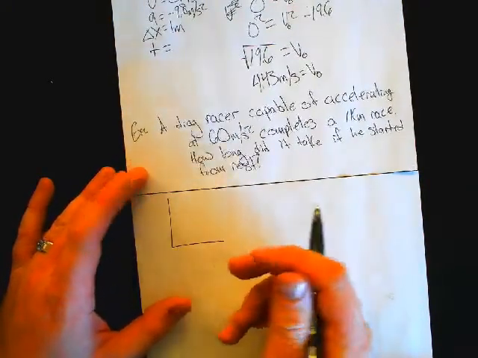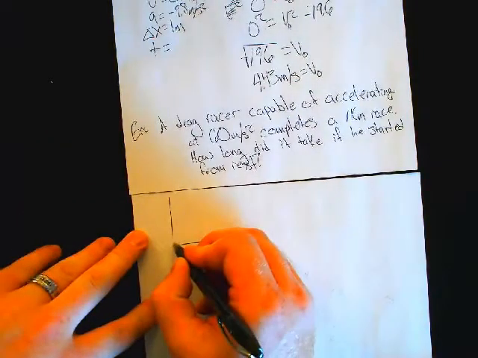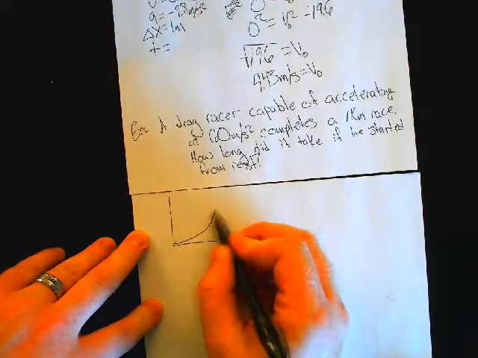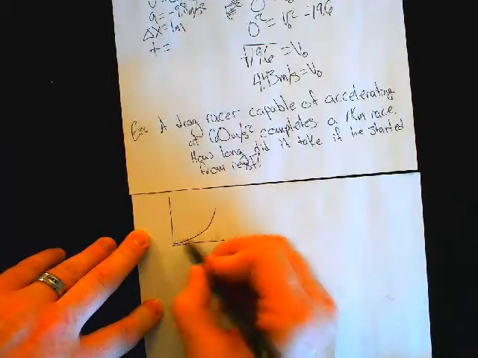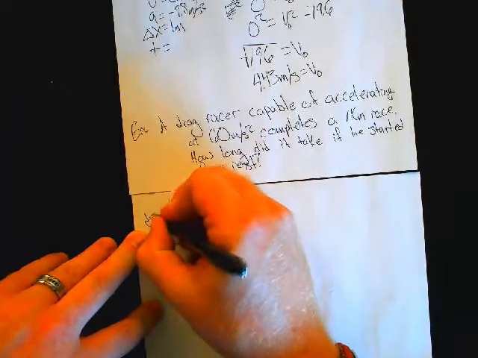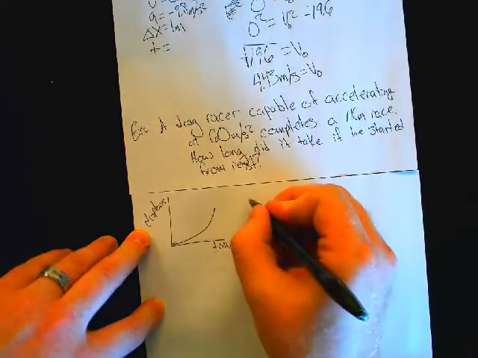Our daily question said, how do you know if an object is accelerating from a displacement versus time graph? It's curved. This one's curved up. If it was curved flat, that would mean it was slowing down. But a drag racer speeds up as the race goes on, so we should have this curved up, showing that the slope gets steeper. This is time.